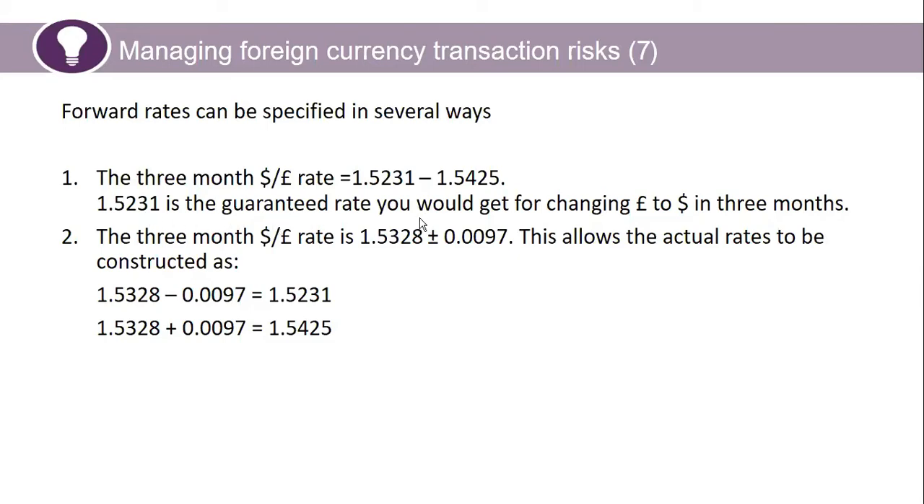1.5231 is the guaranteed rate you would get for changing pound to dollar in 3 months. The 3-month dollar to pound rate is 1.238 plus minus 0.0097. So your plus minus means that you plus this 0.0097 and you get the buy rate, and you minus it and you get the lower rate, like this. So they took the middle point. So this is minus, this is plus. So these are the two rates which you get. It's the same thing actually. It's just a different way of expression.